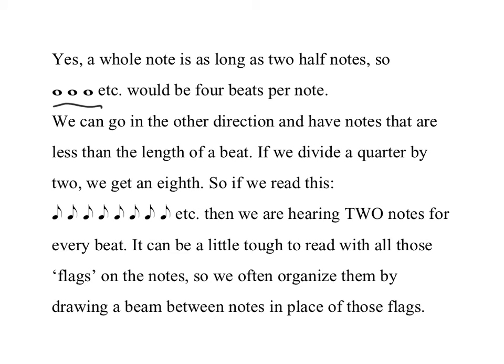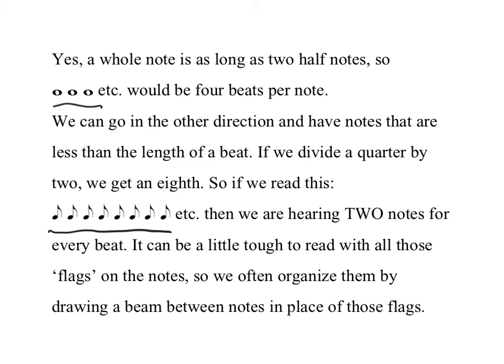We can go in the other direction and have notes that are less than the length of a beat. So if we divide a quarter note by 2, we get an eighth. So if we're reading this and the beat is still ta ta ta ta, then the way we play that is ta ta ta ta ta ta ta ta. We heard that both in the Beatles tune and in the Vivaldi as well.